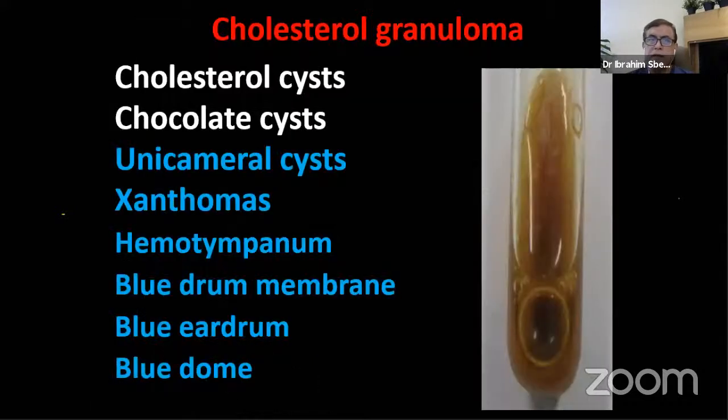So what are the different other names for this cholesterol granuloma? Called cholesterol cysts, chocolate cysts, unicameral cysts, xanthomas, hemotympanum, blue drum membrane, blue eardrum, blue dome. Cholesterol granuloma has these old names. The one that is accepted by everybody now is cholesterol granuloma, and cholesterol granuloma is totally morphologically, histologically not a cholesteatoma. So don't confuse the cholesterol granuloma with cholesteatomas. They are two different kettle of fish.